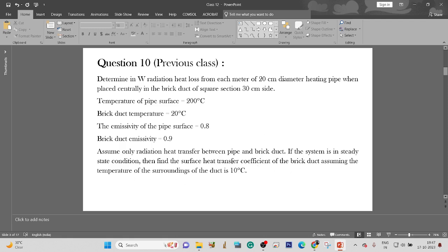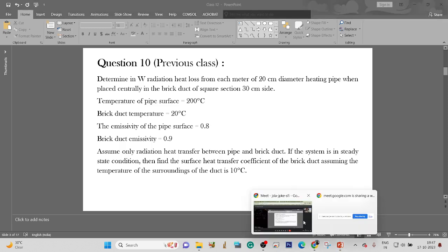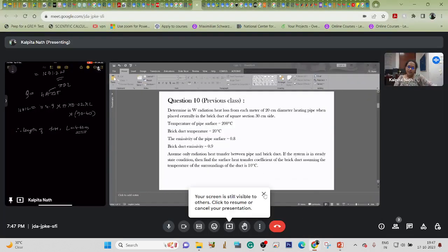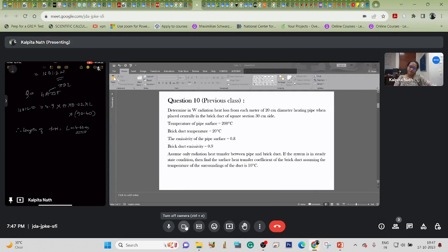Here we have to find the heat transfer coefficient. That means we have to assume the convection as well. So let's solve this problem. I'll give you 5 minutes to solve this, and then we'll proceed with the solution.